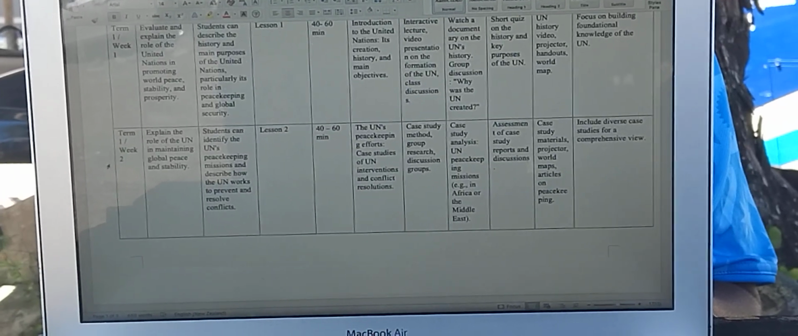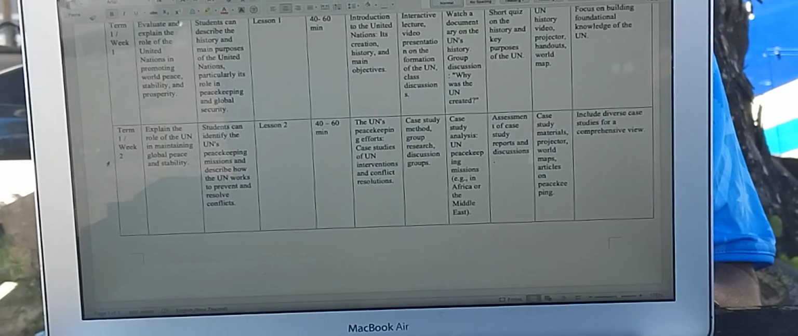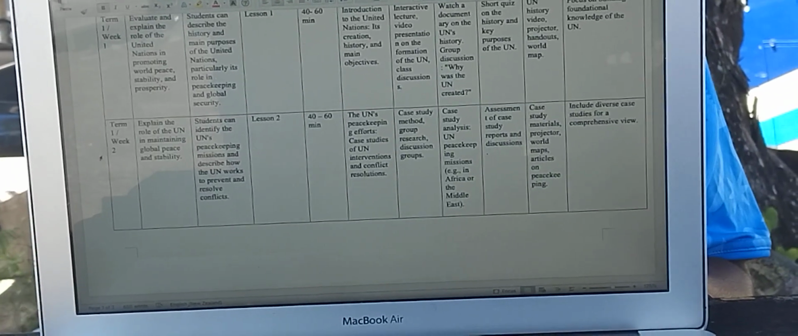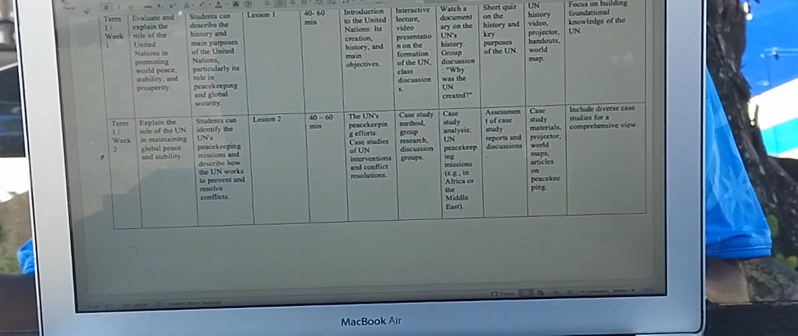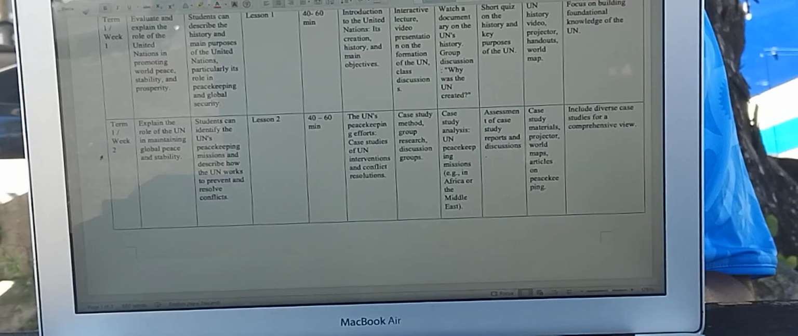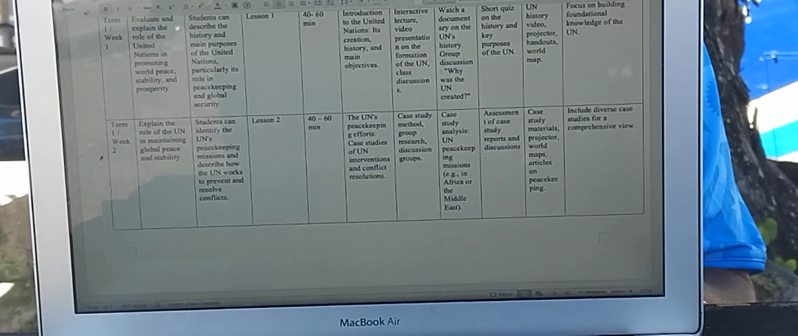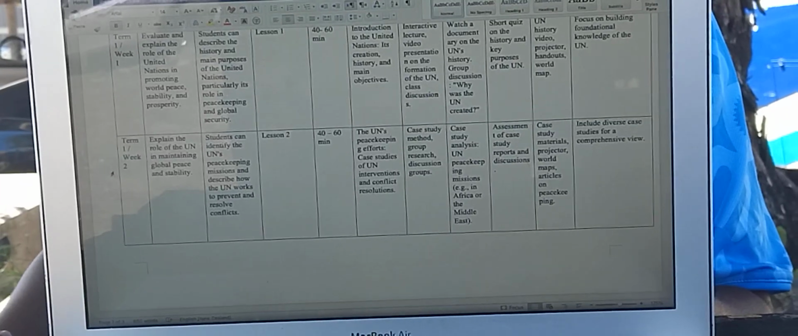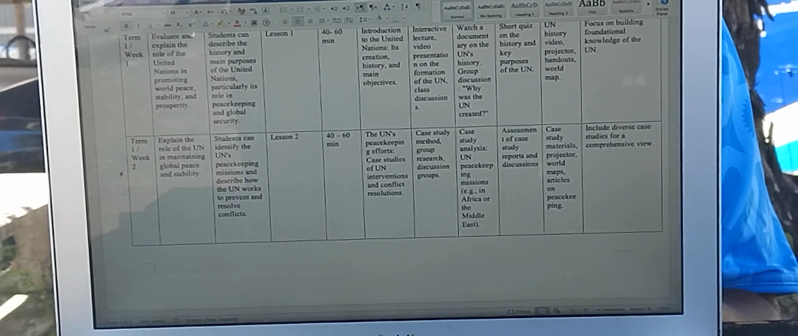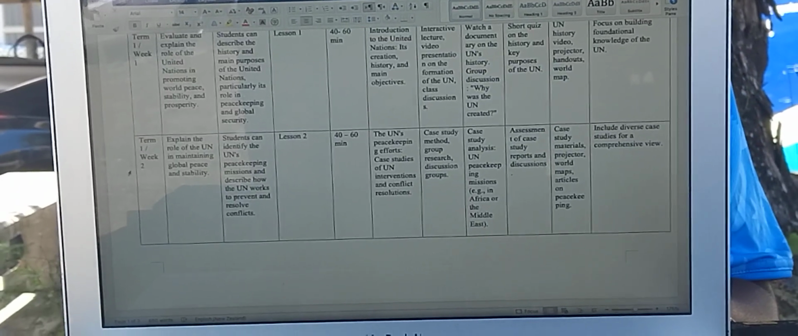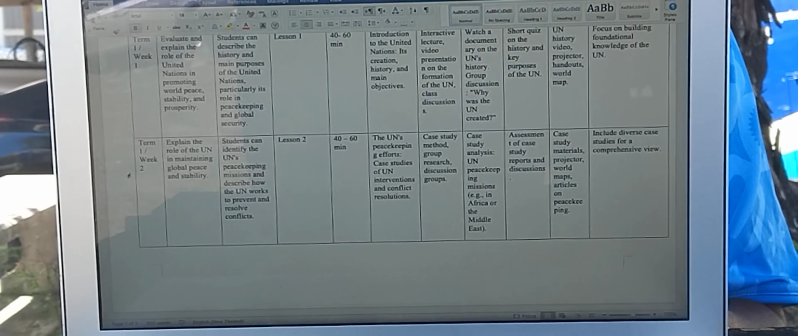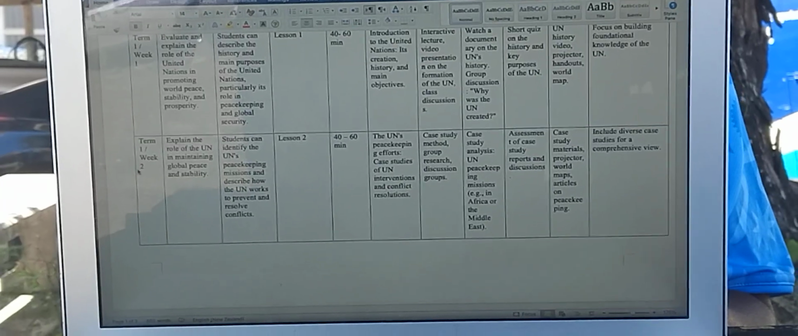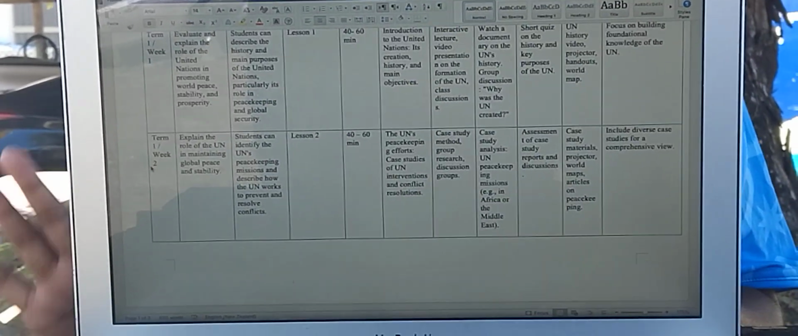The teaching strategy is the case study method, group research and group work. For the student activity, students will identify the UN case study and its mission, for example, the UN case study in Africa and so forth. Assessment strategy: there will be assessment of the students' case study report and the discussion also. The resources will be the case study material, projector, and also they will be looking at the world map and articles on peacekeeping. And the remarks will include diverse case studies for a comprehensive view.